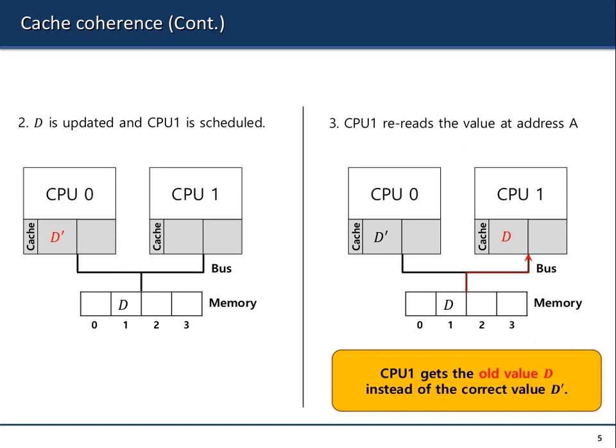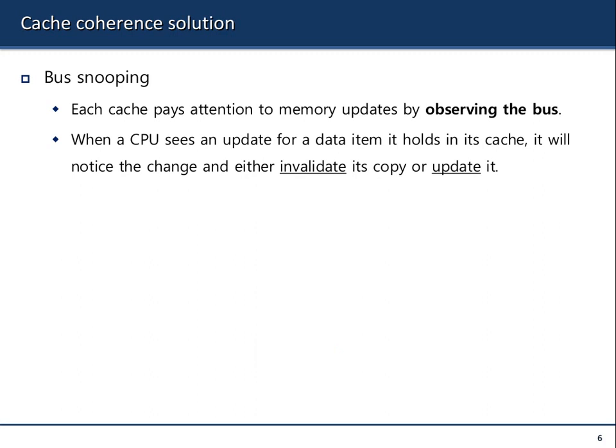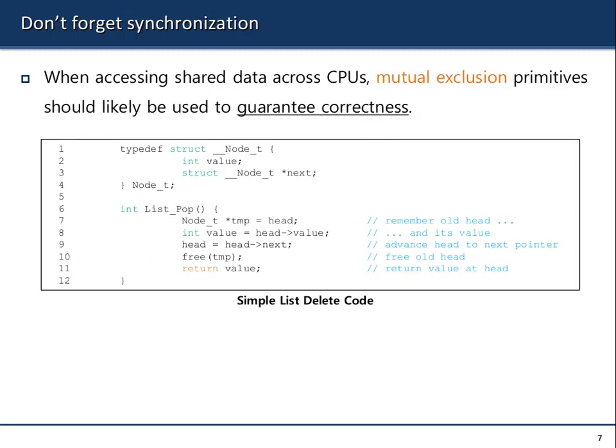Okay? So that's one issue that must be addressed when implementing a multiprocessor scheduler, right? Now, another issue might be synchronization. Actually, this is a topic in concurrency, okay?